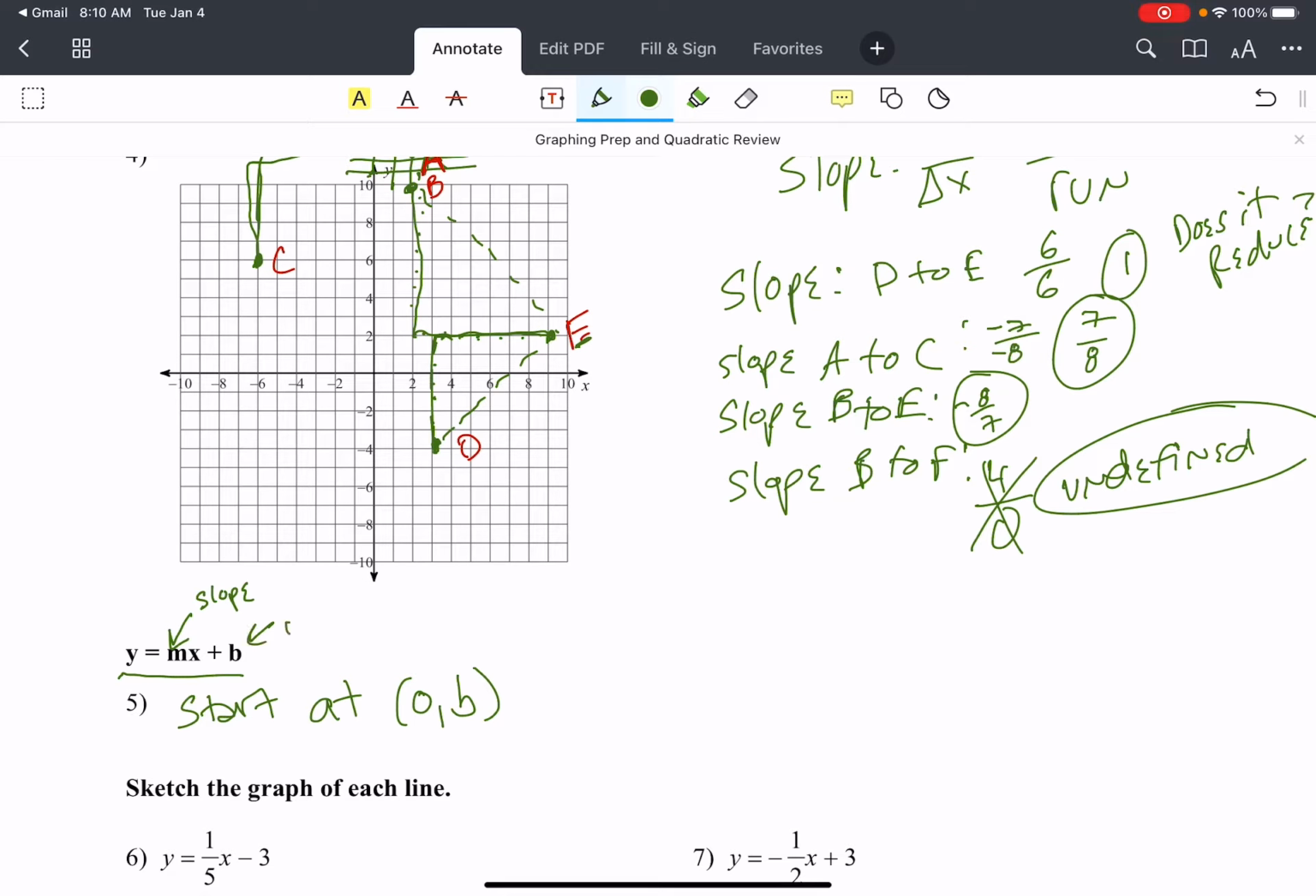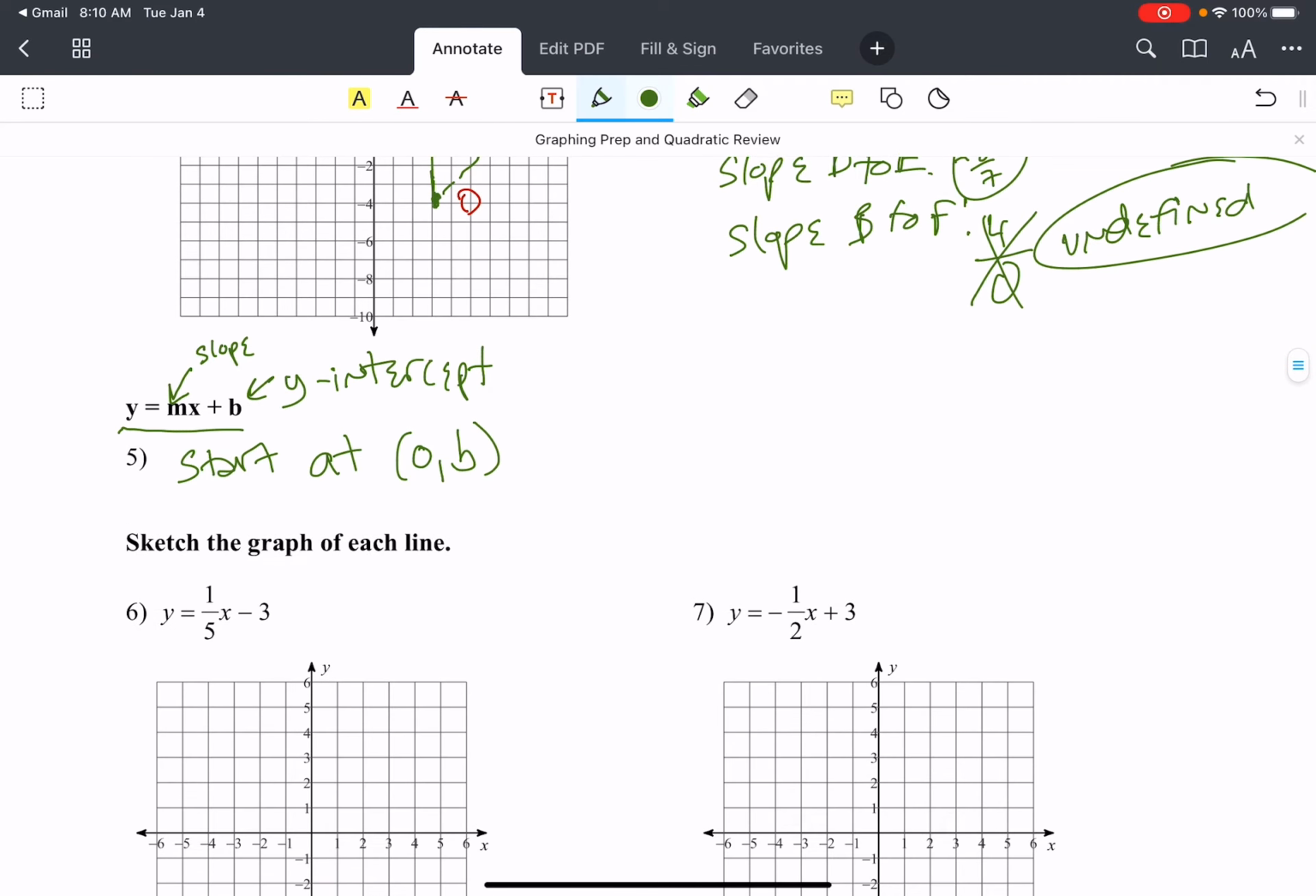Y-intercept. Good, Cheyenne. So when we plotted points on the first part of this page, we always started at 0, 0. But when I'm graphing a line, I start at my y-intercept. It's my starting point. How many points minimum do I need in order to draw a straight line? 2 points. Good. So my starting point is my 0, b. That's 1 point, and then I use my slope to find my other point. Okay? So let's start on number 6.